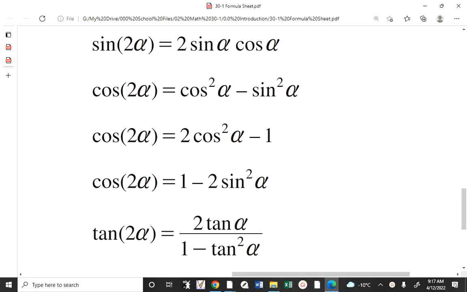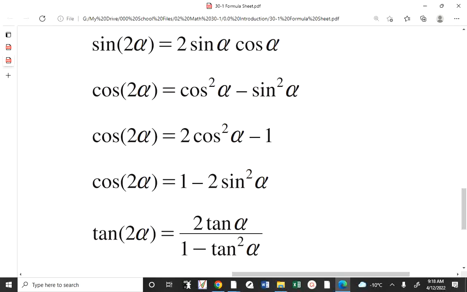And then cos of 2 theta, or 2 alpha, whatever angle you want to decide to use, has 3 different variations. And we're going to see at least one example today where you have to make a decision as to which of those 3 is your best option to work with. Any one of the 3 will always work, but one of them is the quickest path to your destination, usually.